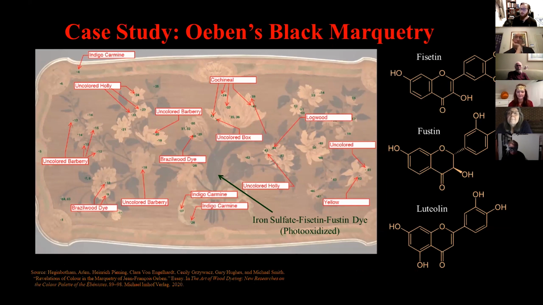And if we look at the fisetin, the fustin, and luteolin, we can actually see how similar those flavonoid chromophores are. Really, it's just, again, a difference of the position of hydroxyl groups, or whether maybe there's an extra hydroxyl group, but all of these produce a yellow color. So all of these are giving us yellow.